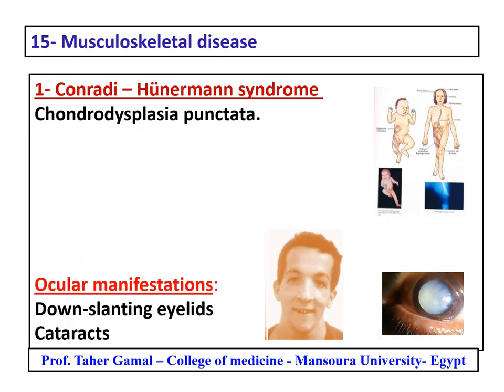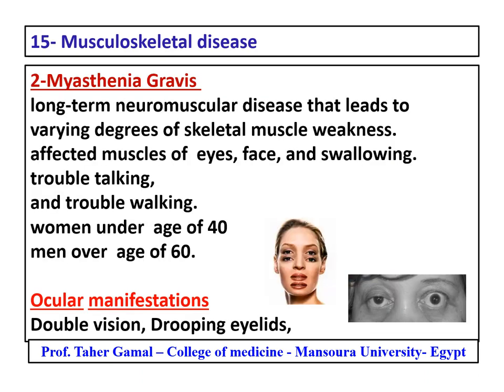Now we shift to the group of musculoskeletal diseases. Musculoskeletal diseases may be Conradi-Hünermann syndrome, chondrodysplasia punctata. Its ocular manifestation is down slanting eyelids and cataract.